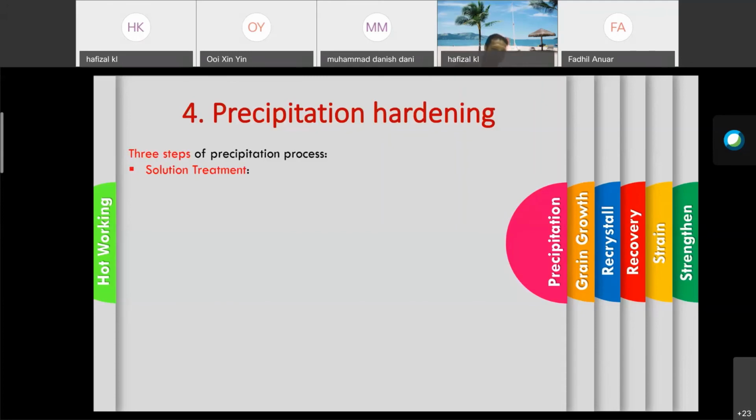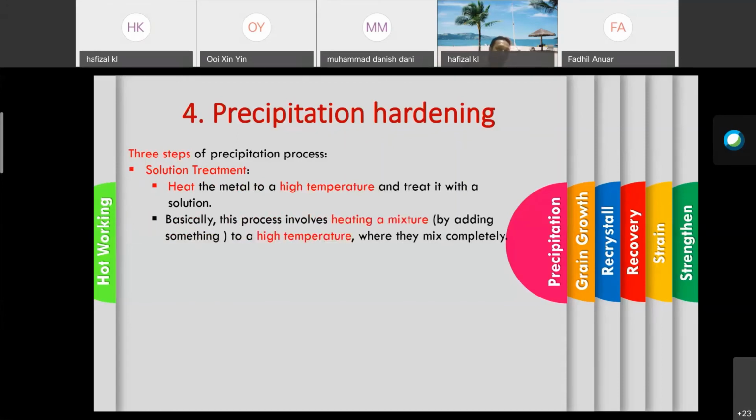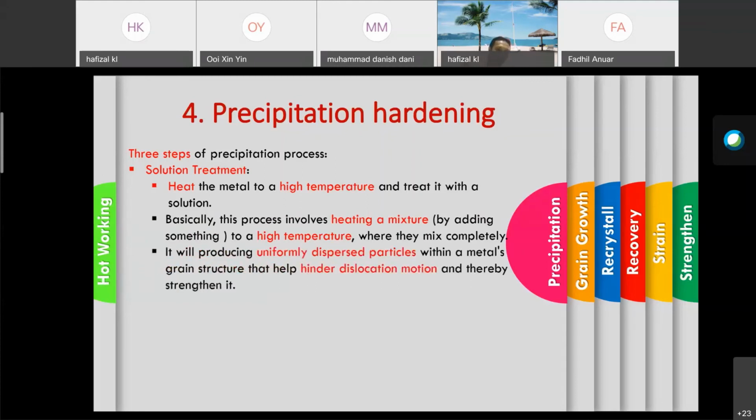The solution treatment is basically related to heating at a higher temperature. The process involves heating the mixture, where we add something and heat to a high temperature. Then we will produce uniformly dispersed particles. We can see small particles dispersed uniformly in the grain structure, and these particles block the dislocation motion.